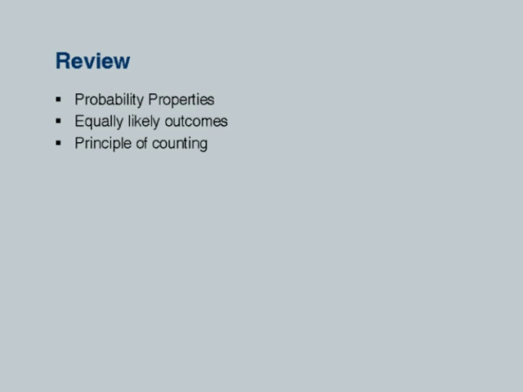Okay, so we have discussed, two lectures back, we started with basic notions of probability, description of probability, and then we discussed the axioms. Then the last class started with probability properties. We discussed equally likely outcomes, sample space with equally likely outcomes, and then we went for the basic principle of counting and how by using the method of counting we can compute probabilities.